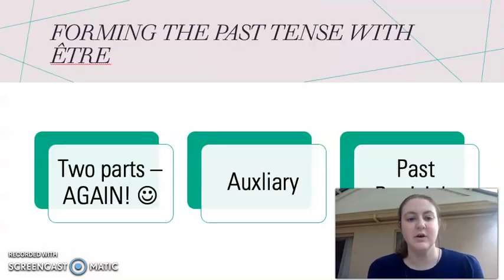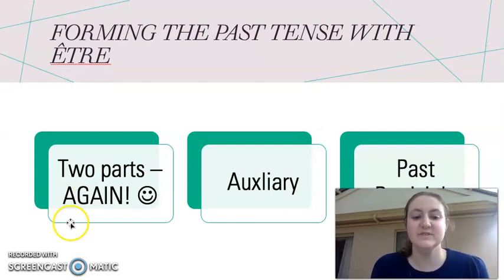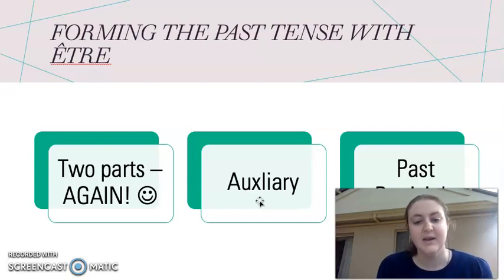Today we are going to look at how to form le passé composé avec être. In today's video we're going to look at how forming the passé composé with être is slightly different to how we formed it with avoir. So again, passé composé, it's two parts. Yay, we've already figured that out. We've got our auxiliary, but this time the auxiliary is using the verb être instead of avoir. And we've got our past participle as well, which is going to look maybe a little bit different than what we saw in our video on avoir and passé composé.